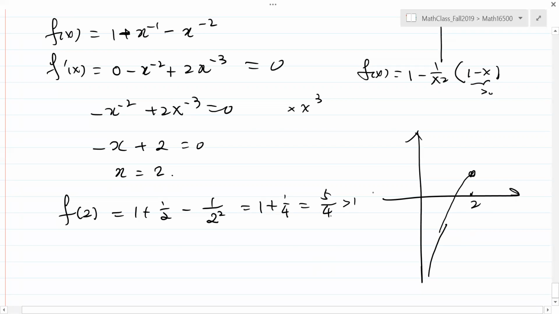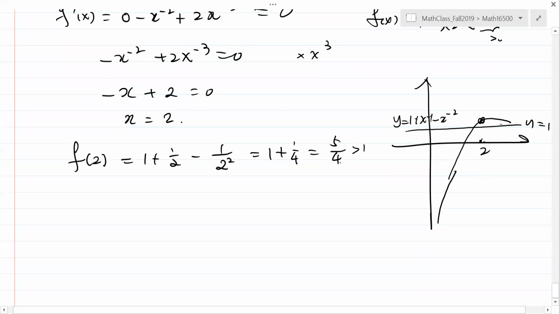Yes, but this is going to be y equals, see, the function is going to be 1 plus x to the negative 1 minus x to the negative 2, right? So the limit is 1. So this y equals 1. But the value of the function at some point is greater than 1. So this is even above this horizontal line. Okay? So this must be the graph.